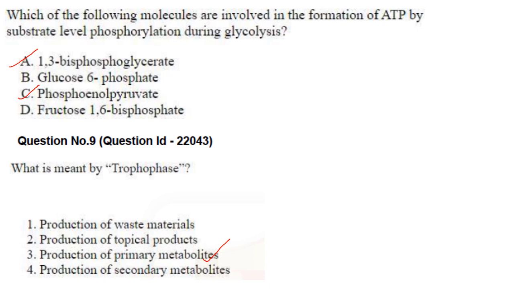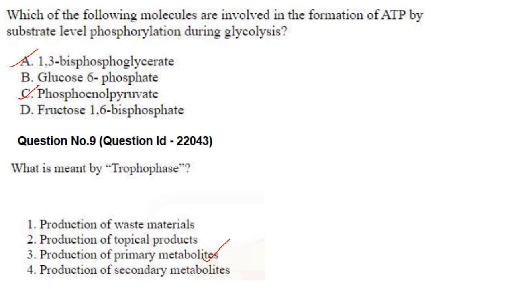So here both these options, that is A and C, are correct. 1,3-bisphosphoglycerate and phosphoenol pyruvate.